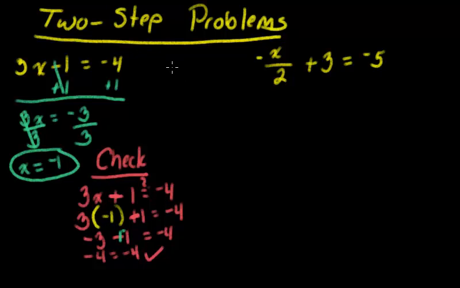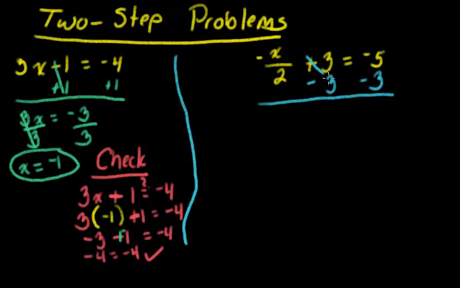Alright, moving on over here. For this one, we have negative x divided by 2 plus 3 equals negative 5. We're going to need to start off by isolating this variable. So we're going to first subtract 3 on both sides. And the plus 3 and minus 3 are going to cancel. You can say, okay, we have negative 5 minus 3.